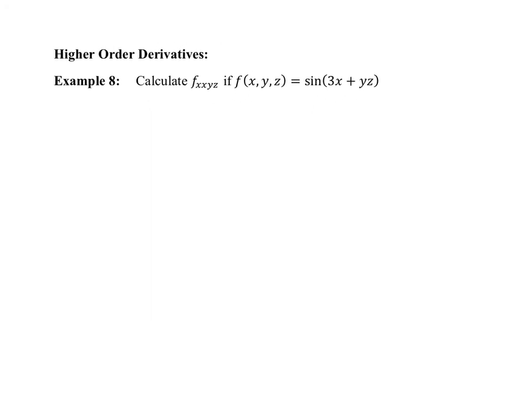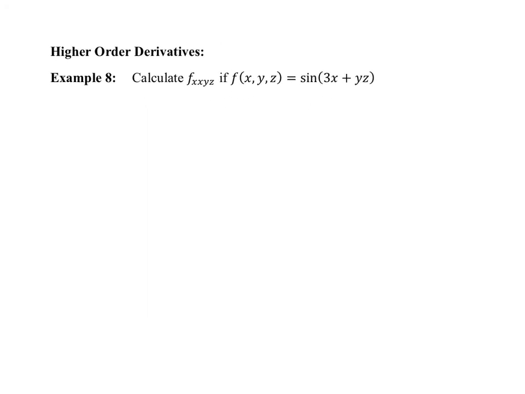So we're looking at calculating a higher order derivative. So we're looking at a fourth partial derivative here. So we're going to start with f_x, or the partial derivative with respect to x, which is going to be cosine of 3x plus yz. And then because of the chain rule, we have to multiply by 3. And let's just rewrite that really quickly so the next derivative is a little easier.